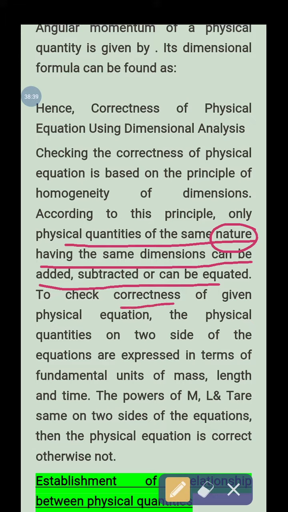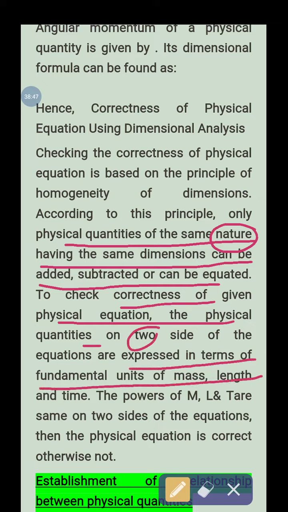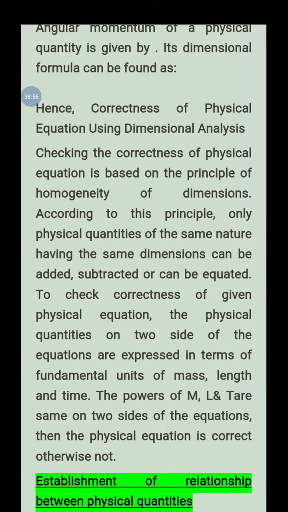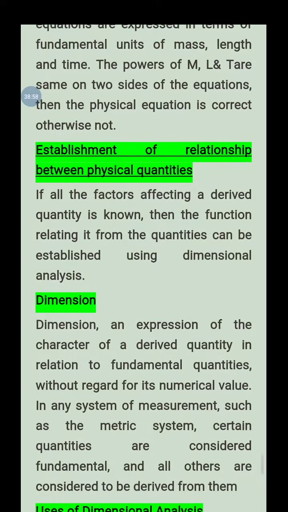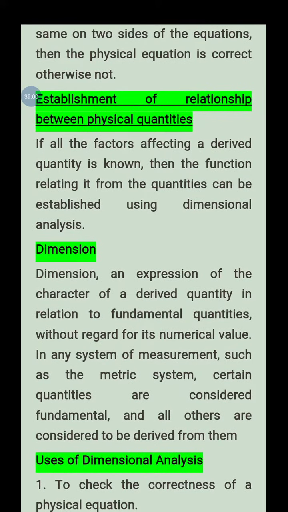To check the correctness of a given physical equation, the physical quantities on both sides of the equation are expressed in terms of fundamental units, that is M, L, and T. If they are the same on both sides of the equation, it is correct, otherwise it is not correct. By using this, we can establish a relationship between physical quantities.